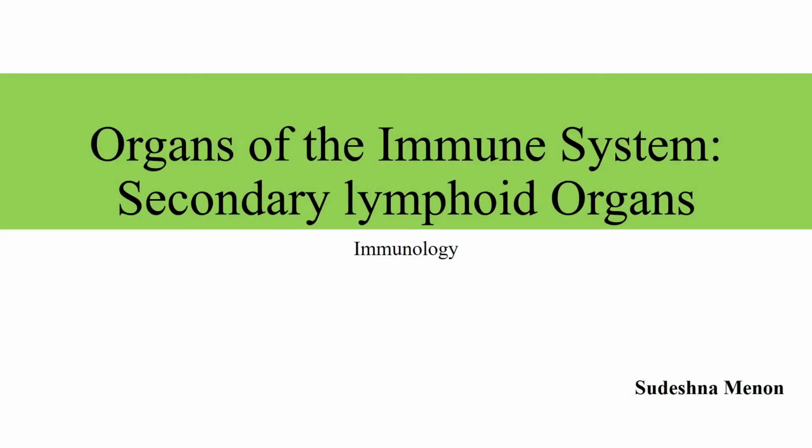Organs of the immune system, secondary lymphoid organs. In the intricate and vast network of the immune system are the secondary lymphoid organs, which help in eliciting an immune response. In this session, let us see how these secondary lymphoid organs function and which are these secondary lymphoid organs. So let us look at the learning outcomes of this session.